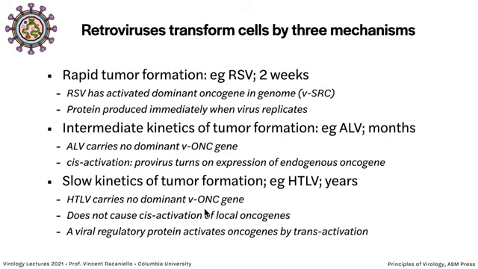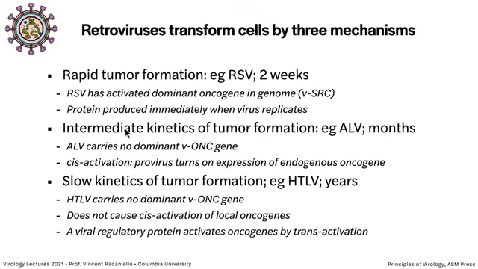So we have since understood that there are other ways that retroviruses can transform cells. There are three actually. And we've talked about Rous sarcoma virus here, which causes what we call rapid tumor formation. It takes about 2 weeks after you inject the virus into a chicken to get a tumor. And that's one mechanism. It carries a dominant oncogene in its genome, and that protein is made immediately when the virus gets into a cell, and it starts the cell dividing. Src is a membrane-bound protein that's involved in the signaling pathway, makes the cell divide.